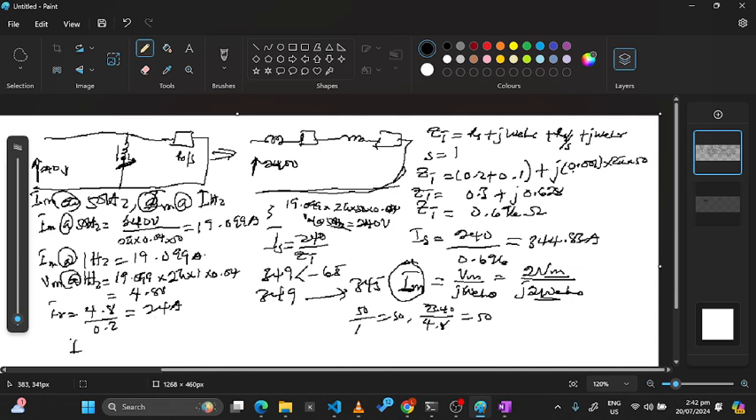So then the starting current IS should be equal to the vector sum of these two currents. So I'm going to have the square root of 24 squared plus 19.099 squared. That's going to give me 30.672 amps. Yeah, so that will be the starting current in this case.